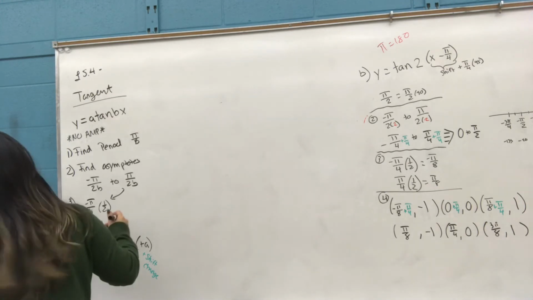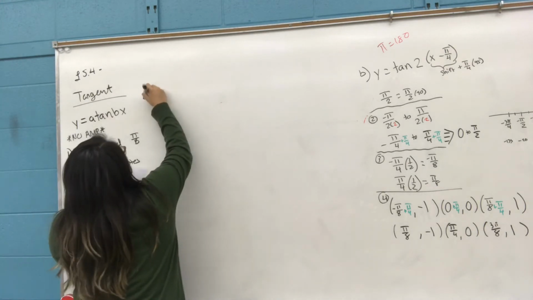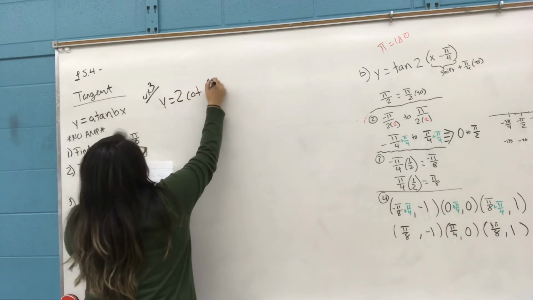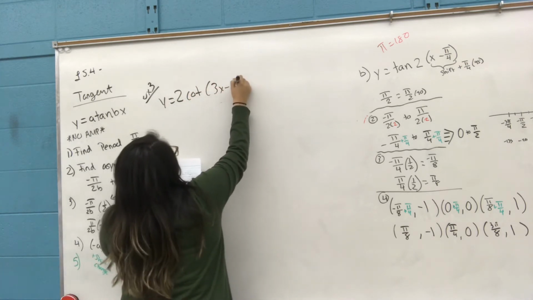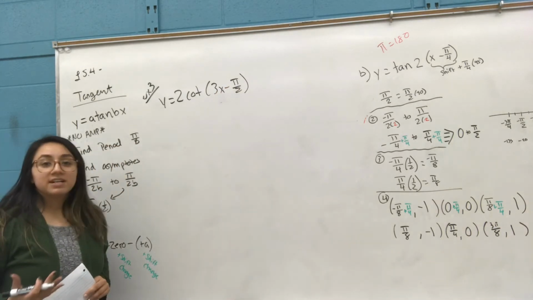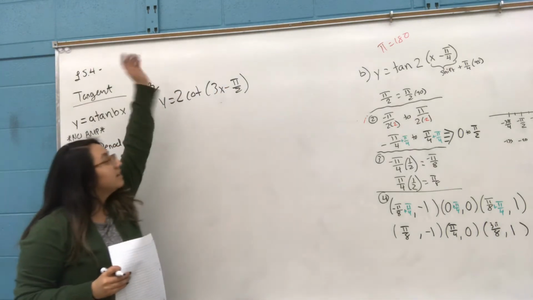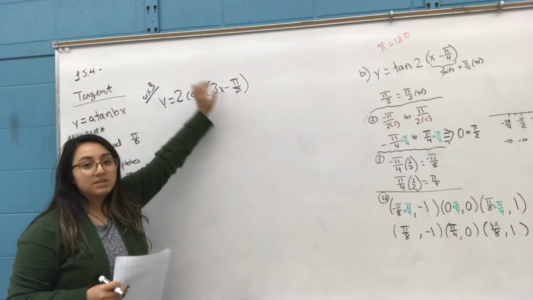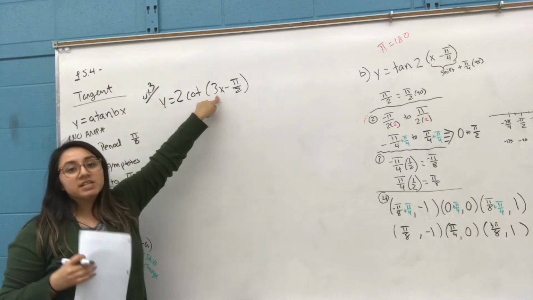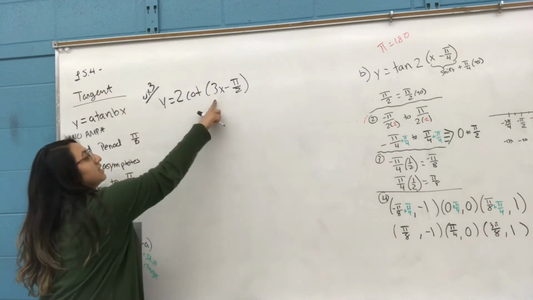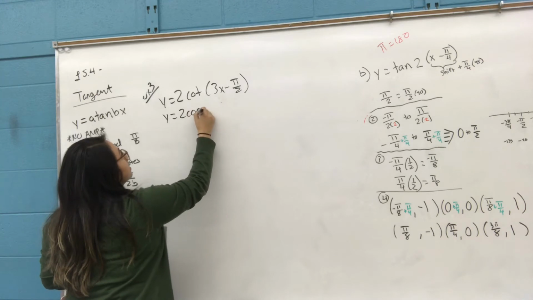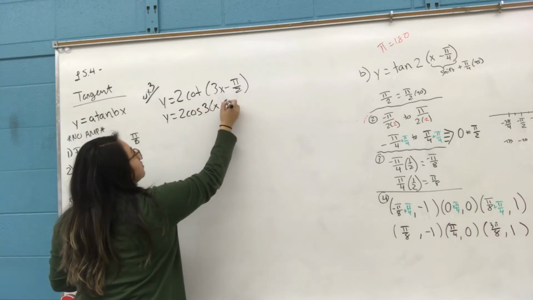So we have example 3, just the last one. Y is equal to 2 cotangent of 3x minus radians over 2. First thing we see here is we can never have a number in front of x. In this case here, we have 3x minus radians over 2. We have to change that. I'm going to factor out the 3.